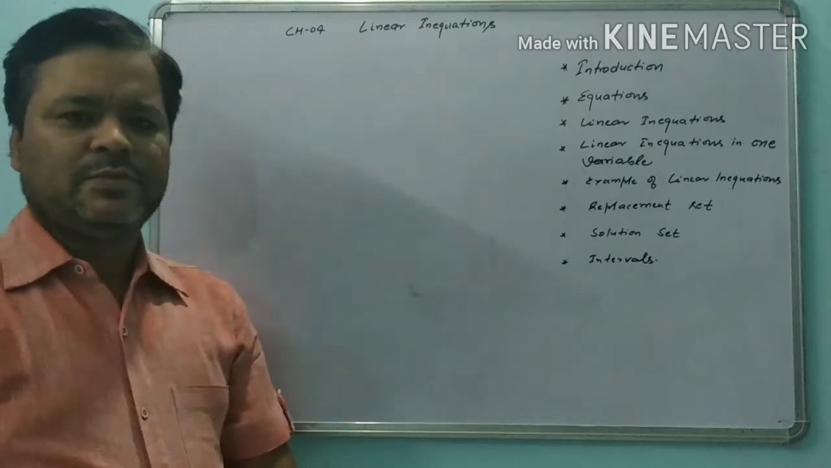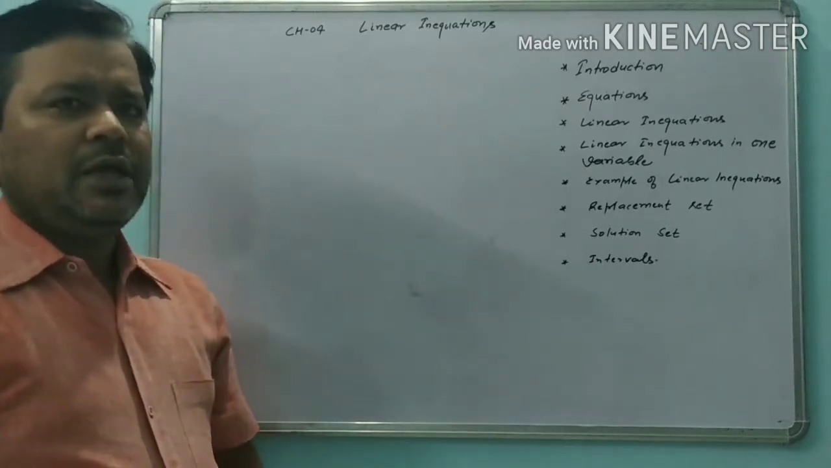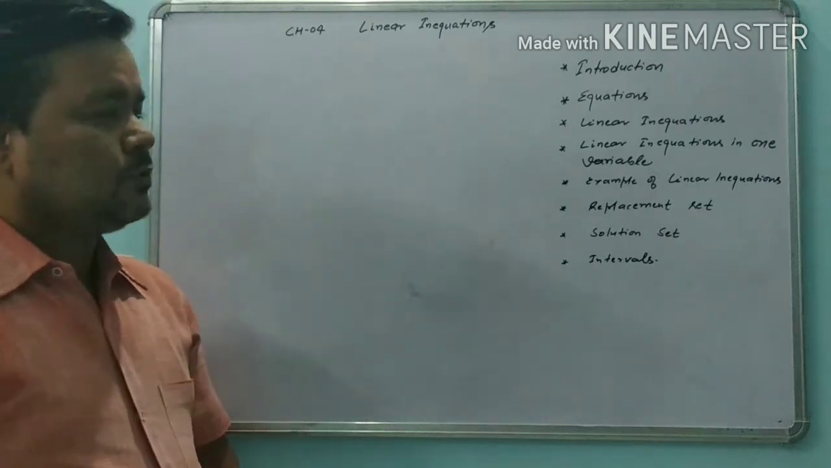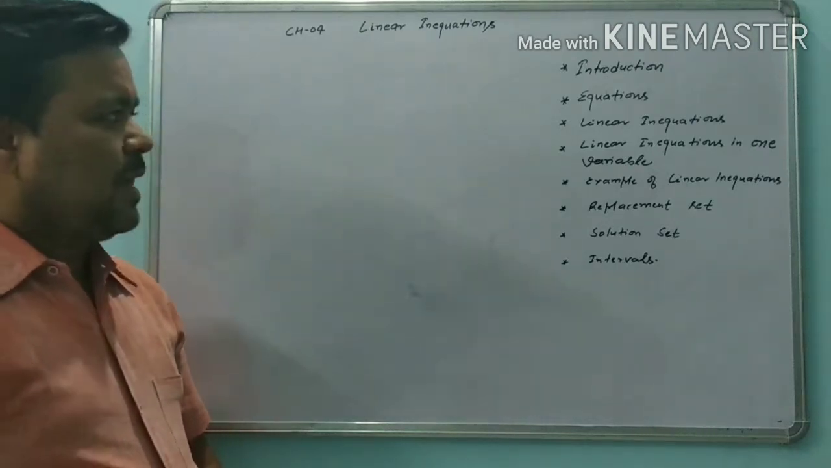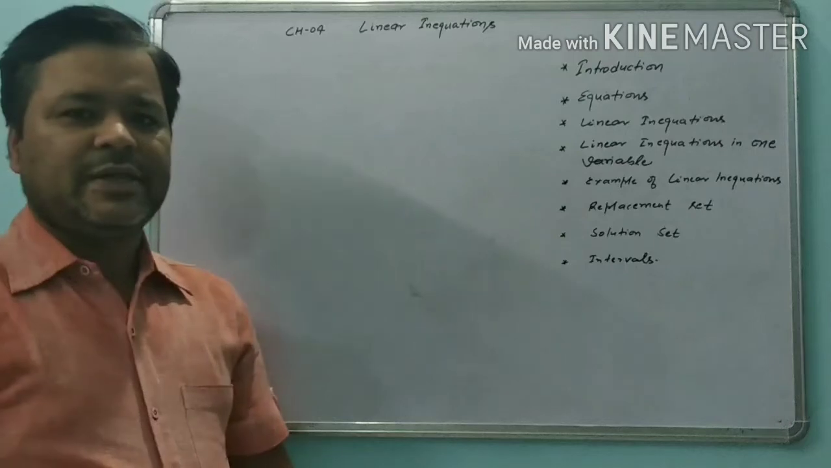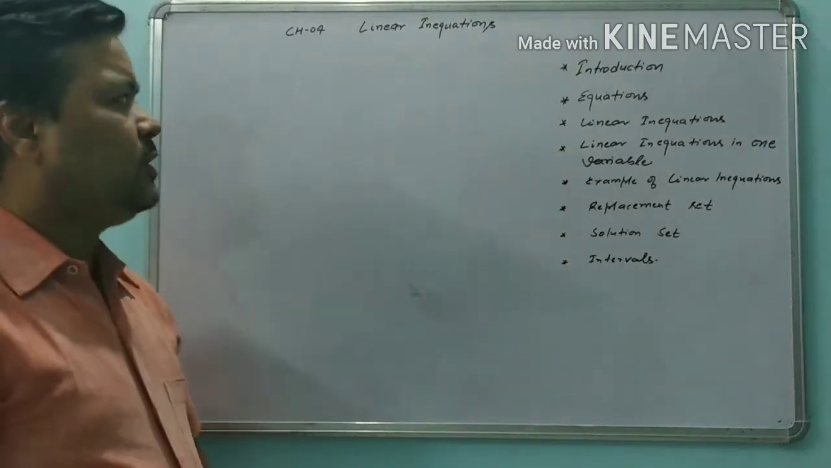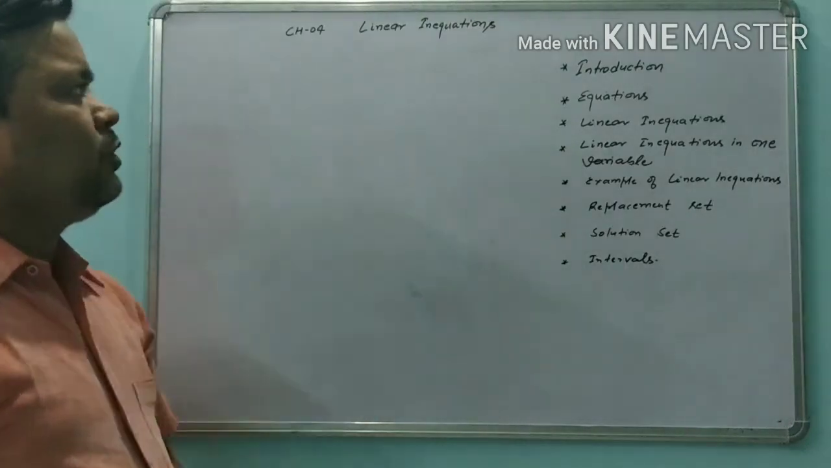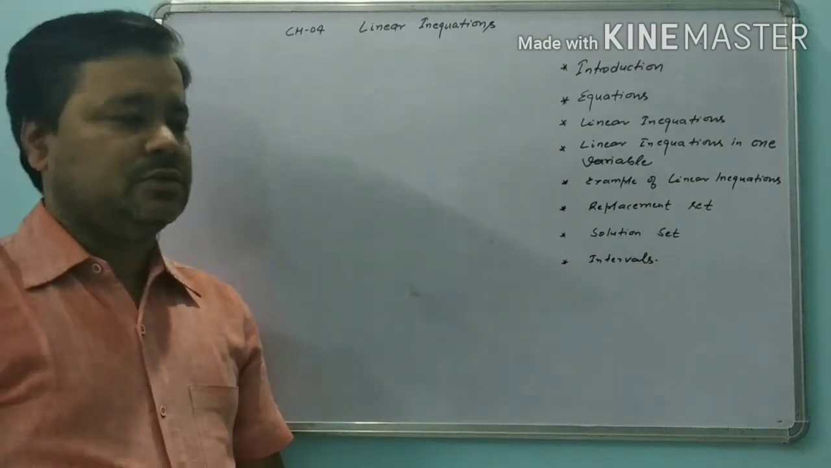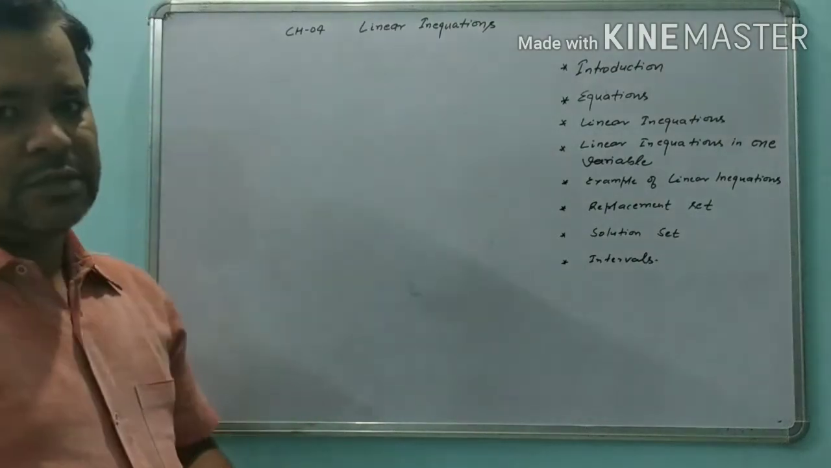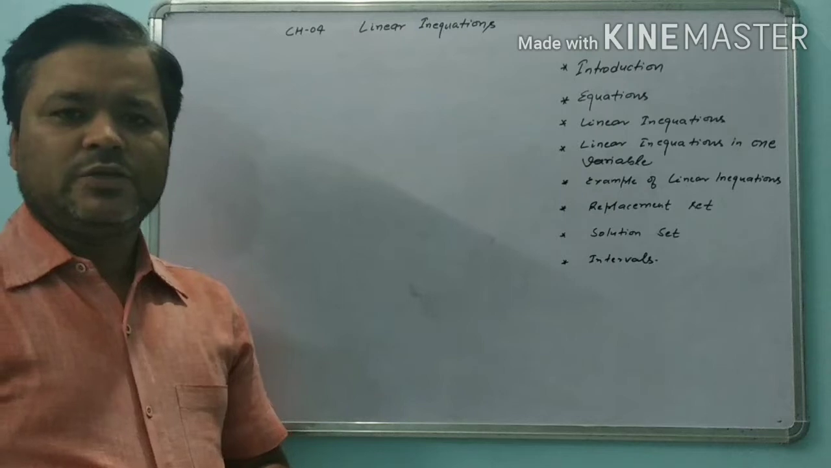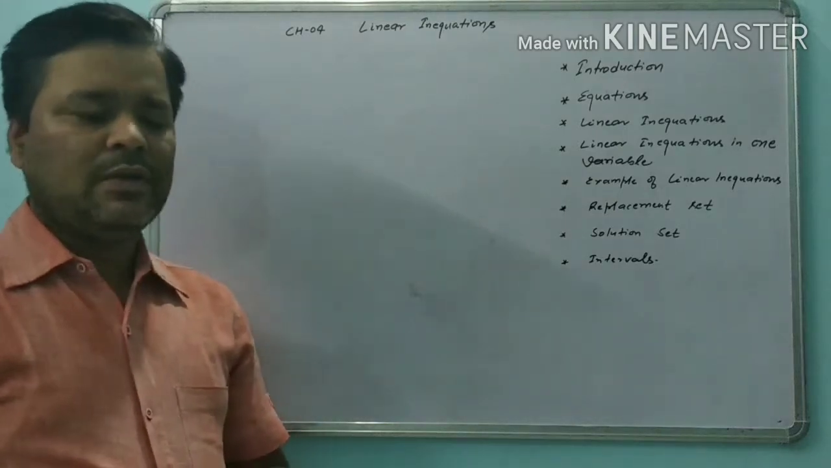In my last video, I explained about banking, and the second was share and dividend. Now we will discuss Chapter 4, which is linear inequation. Linear inequation is very important from the examination point of view.